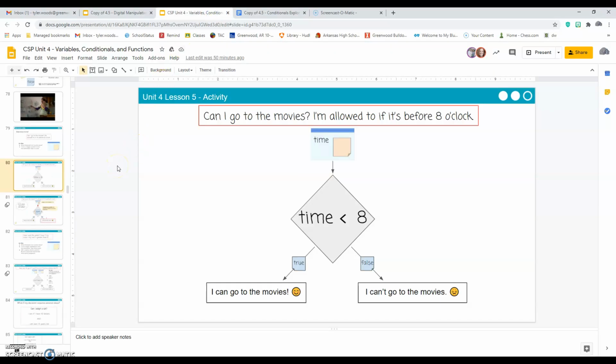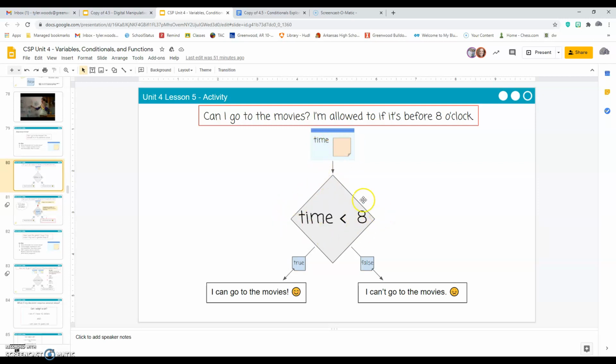Okay, guys, continuation of 4.5 Conditionals Explore. You guys should have got to this point where we made this flowchart. This part is our variable. We've got a variable called time. There's nothing assigned to it.